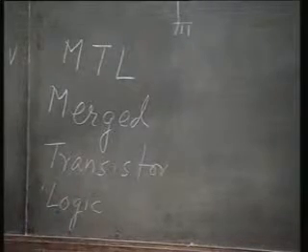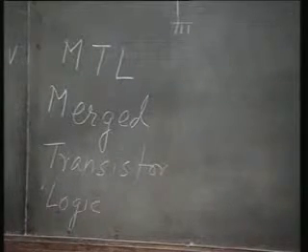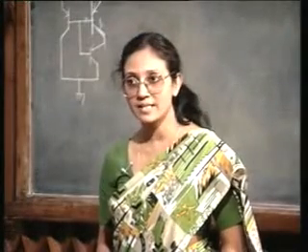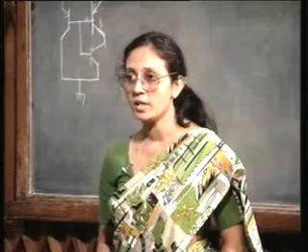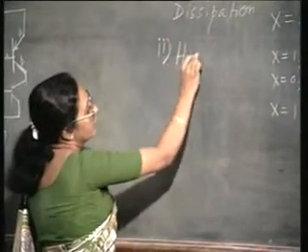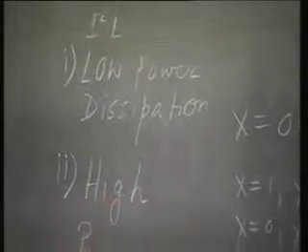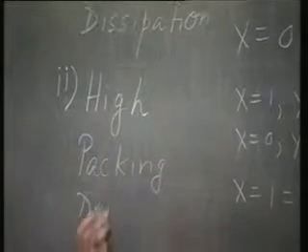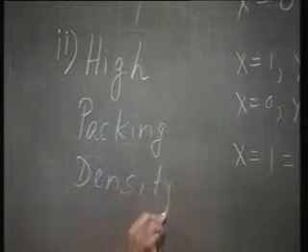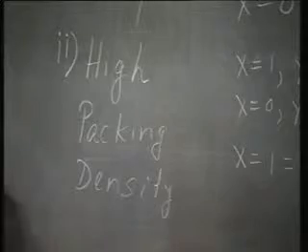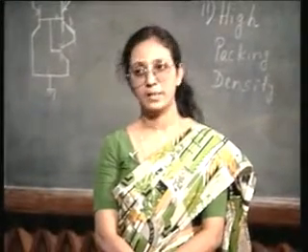So, obviously, since these two transistors need not be unique entities, but they can share certain regions, the packing density of the I square L circuit is going to be very high. So, I have the second advantage, it has high packing density. These are the two great advantages of the I square L circuit. One is low power dissipation, the other is high packing density.